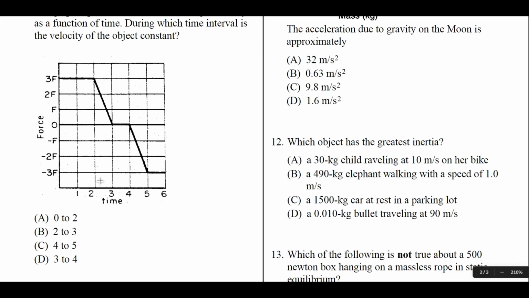All right. They want us to know during which interval the velocity is constant. This is another way of saying that the object's in equilibrium and that the forces are balanced. So the net force has to be equal to 0. The only time when the net force is equal to 0 is right here between 3 and 4 seconds.